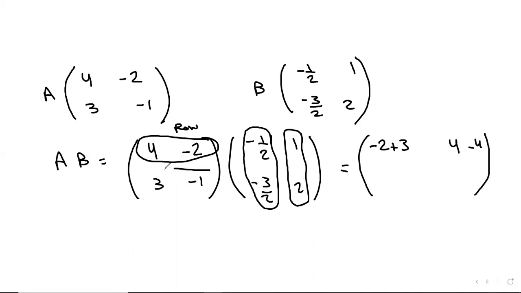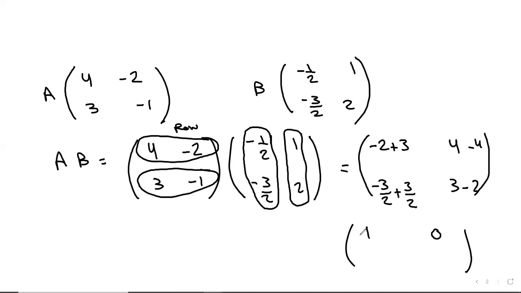And then go to the next row, multiply the next row by the first column, so 3 multiplied by -half, it's -3 over 2, and -1 multiplied by -3 over 2, it will be +3 over 2. And then 3 times 1, it's 3, and -1 times 2, it's -2. Then simplify. -2 plus 3, 1, and here 4 minus 4, 0, and here it's 0, and here it's 1. What do you notice? We noticed that when multiplying A by B, we get I, the unit matrix.